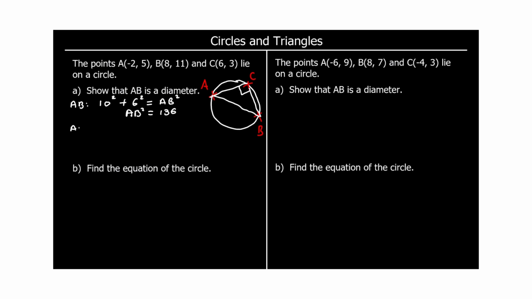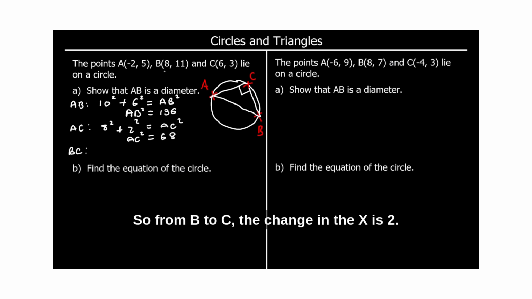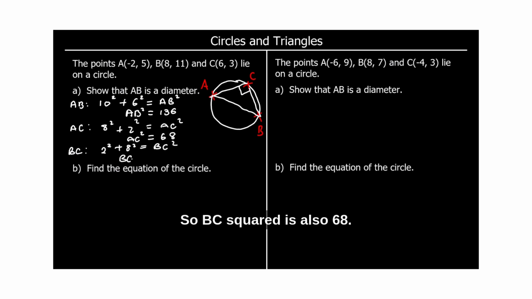A to C. -2 to 6 is 8. 8 squared. 5 to 3 is 2, plus 2 squared equals AC squared. 64 and 4 is 68. So AC squared is 68. The other one is BC. So from B to C, the change in the x is 2, so it's 2 squared. The change in the y is 8, plus 8 squared equals BC squared. So BC squared is also 68.